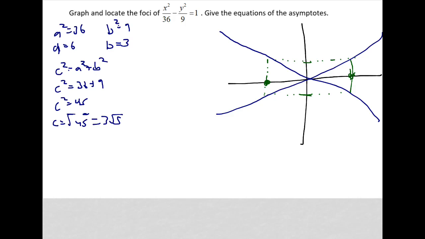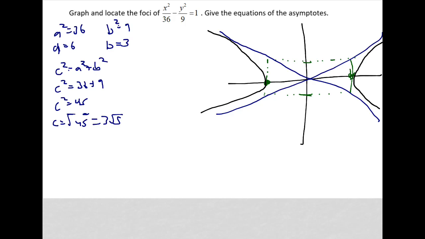And finally we can draw the hyperbolas. Remember, these hyperbolas are going to open left to right. So follow the asymptotes and touch through each vertex here. These are our U-shaped hyperbolas that open left to right.